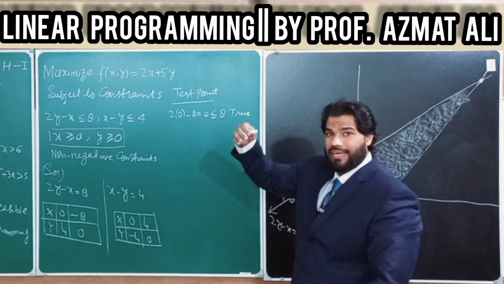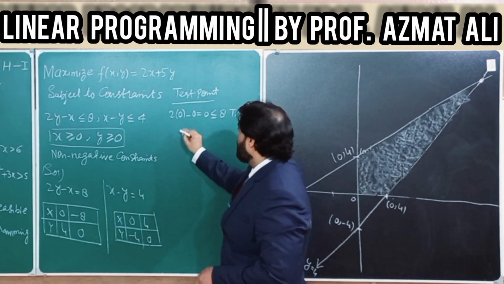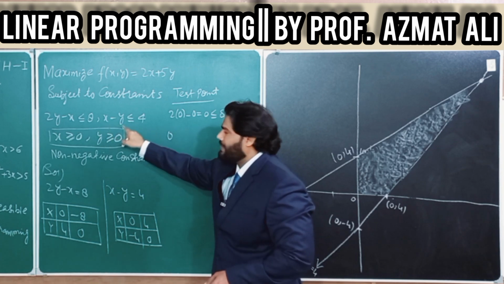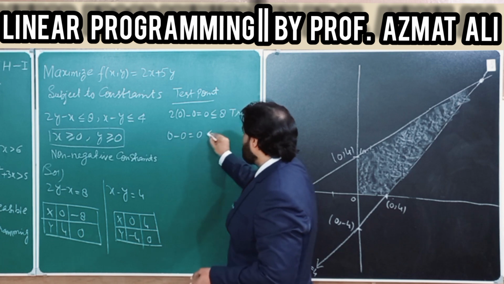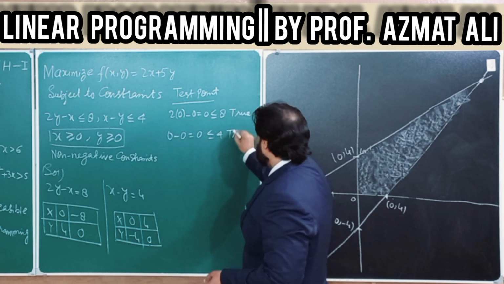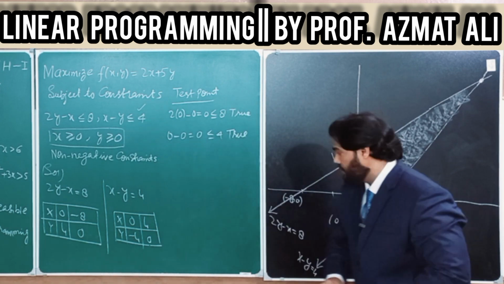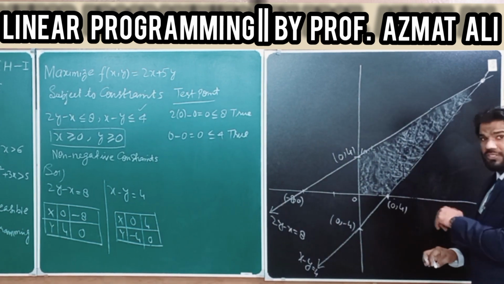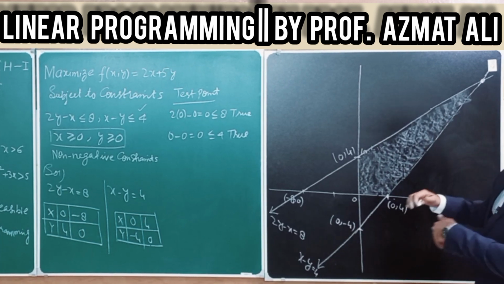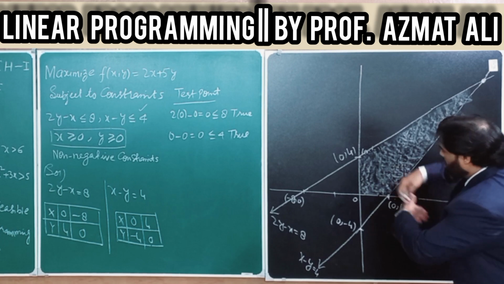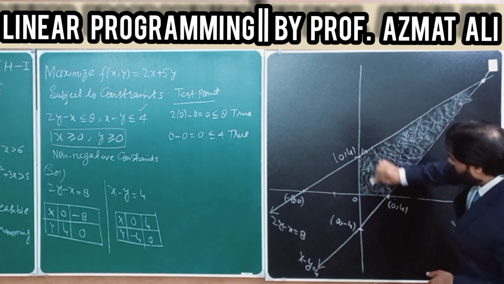Next we check whether (0, 0) also satisfies this inequality or not. By putting x equal to 0 and y equal to 0 in the left side of the inequality, we have 0 minus 0 equal to 0, which is less than 4. This is also true. This shows that the graph of this inequality is also towards the origin. The boundary line of that inequality was x minus y equal to 4, so the graph will be towards the origin.